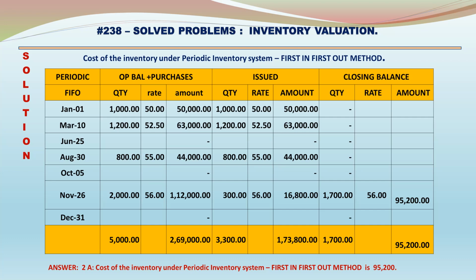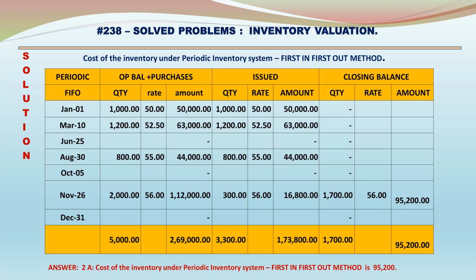There is a sale of 3,300 units adjusted from the opening balance: 1,000 units at 50,000, 1,200 units at 52.50, 63,000, 800 units at 55, 44,000 and 300 units at the rate 56, 16,800. Total issues, total sale is 3,300 units amounting to 173,800. There is a closing balance of 1,700 units from the November purchase at the rate 56 amounting to 95,200.